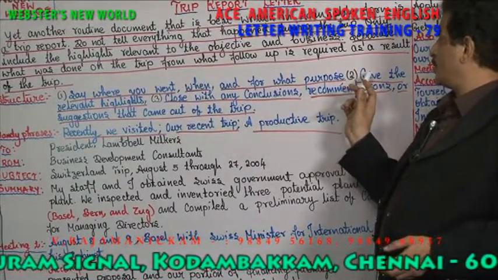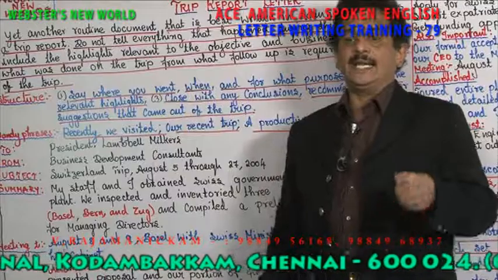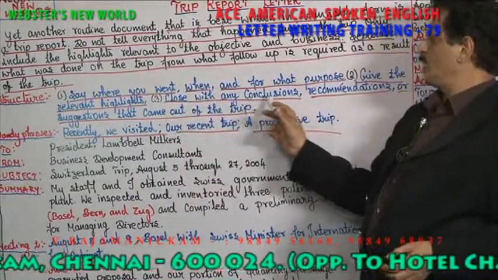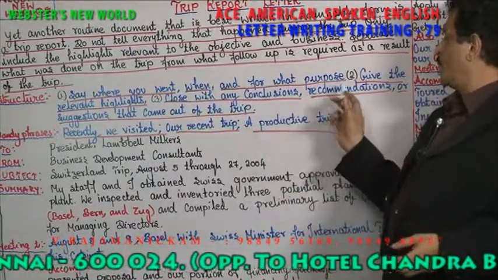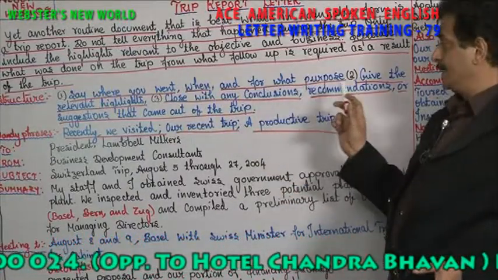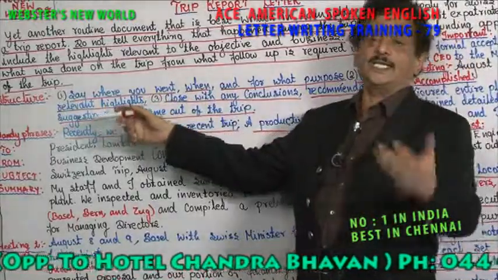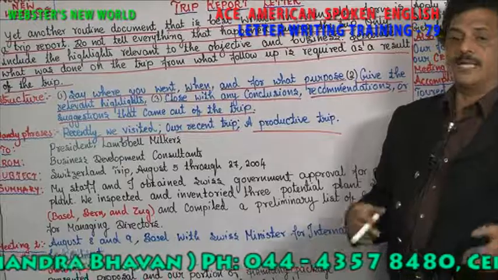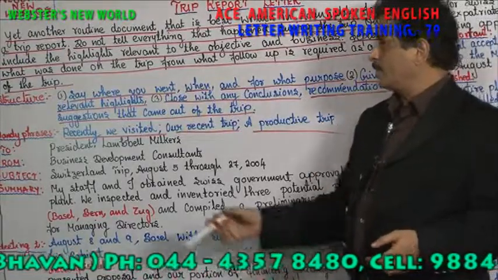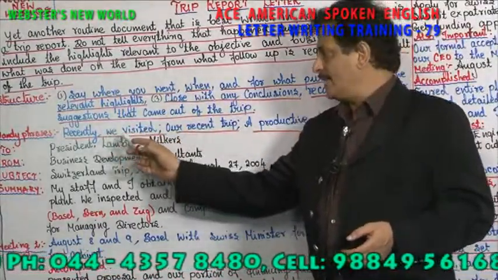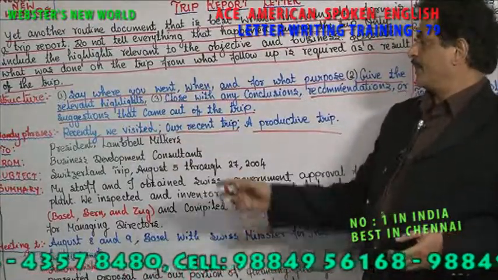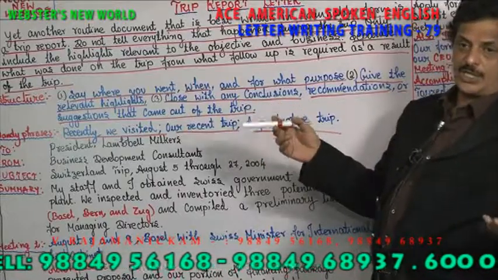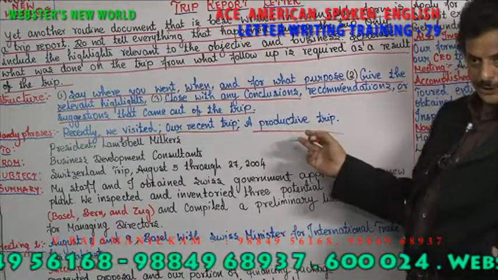Number two in the structure should be to give the relevant, important highlights, what exactly happened. Third, close with any conclusions, recommendations, what should be done, or suggestions, your idea to your management, what should be done that came out of the trip, what you have gained from the trip. So the handy phrases would be: recently we visited Japan, our recent trip was a successful trip, a productive trip.